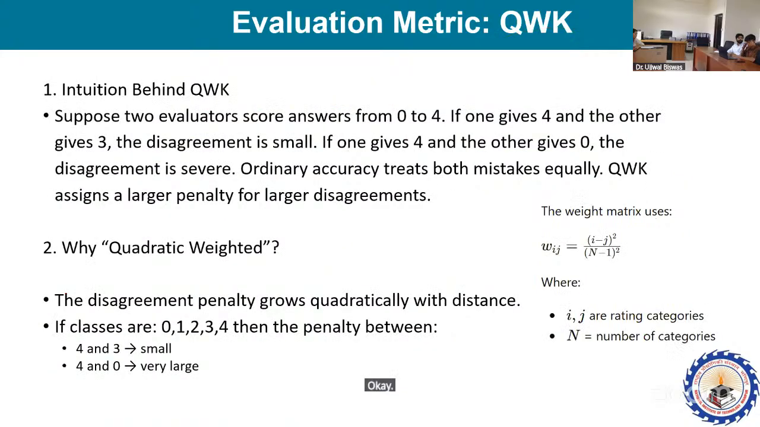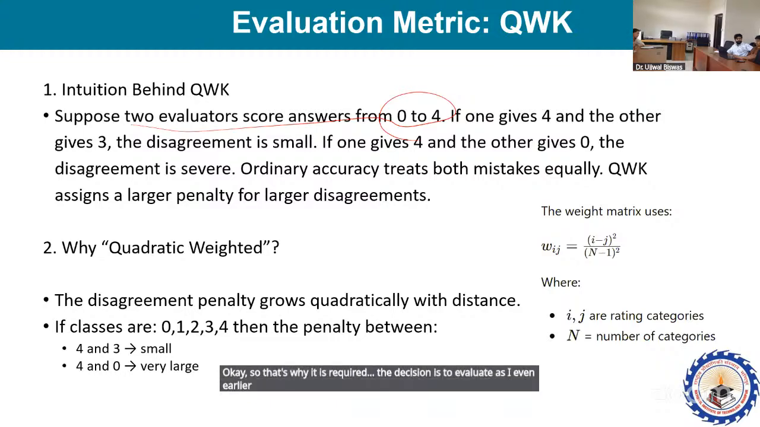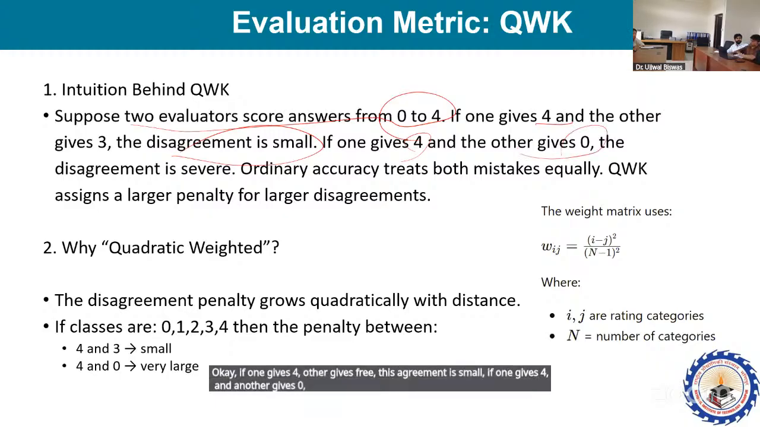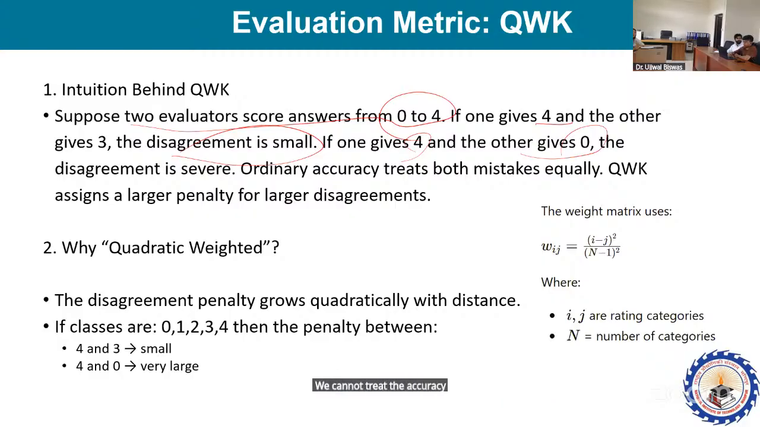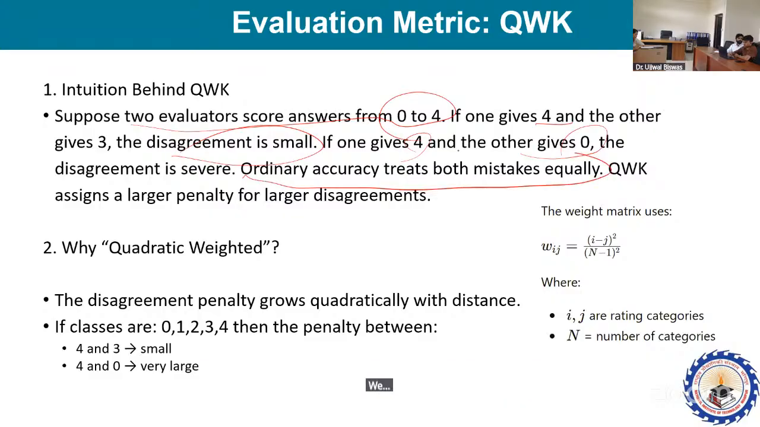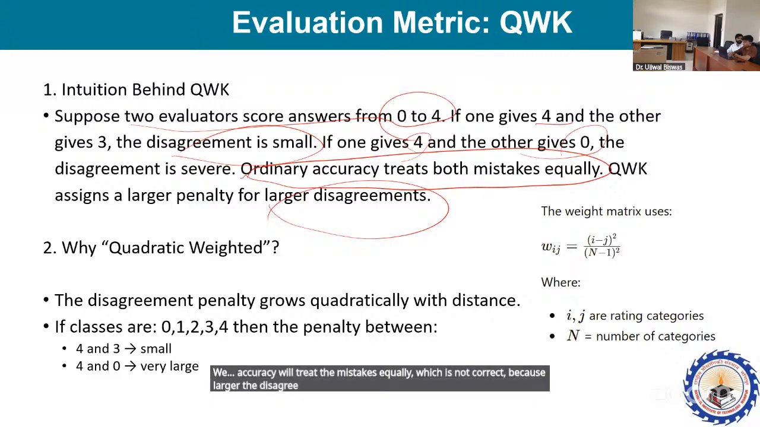So that's why it is required. The intuition is two evaluators, as I gave earlier. If one gives 4, the other gives 3, the disagreement is small. If one gives 4 and the other gives 0, this disagreement is severe. So we cannot treat this in terms of accuracy only. Accuracy will treat the mistakes equally, which is not correct, because the larger the disagreement, the larger the severity in case of medical diagnosis, right?